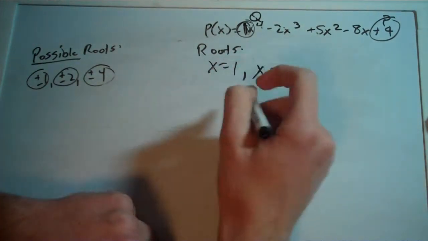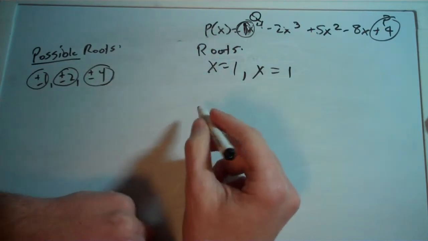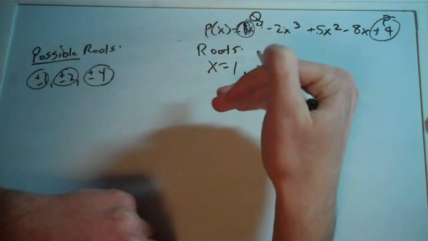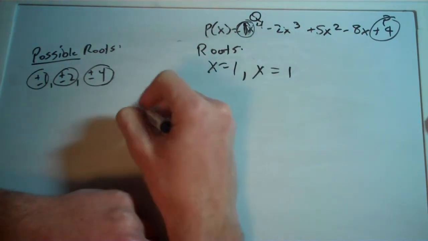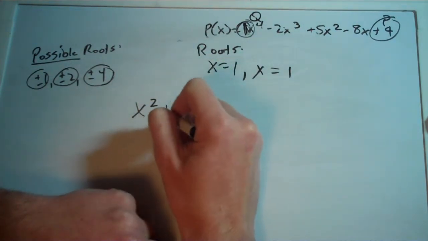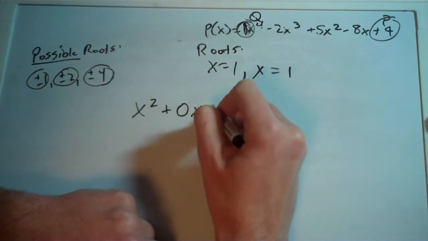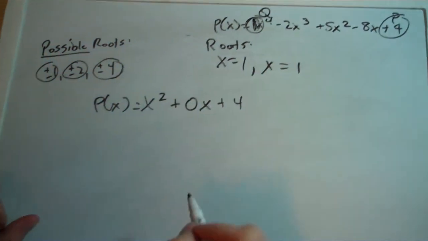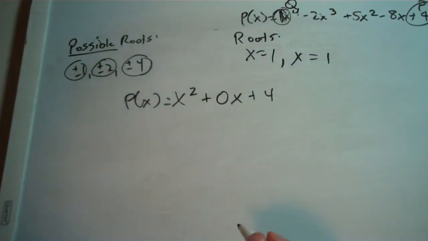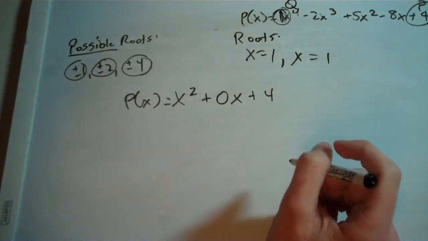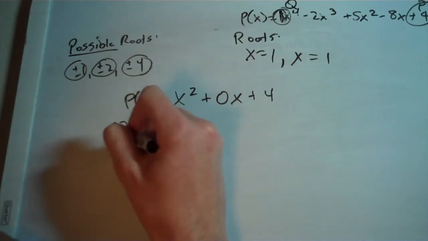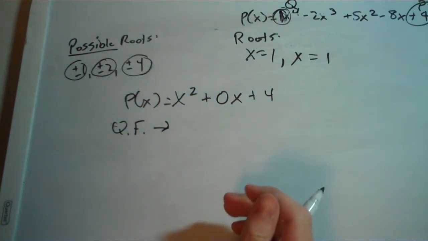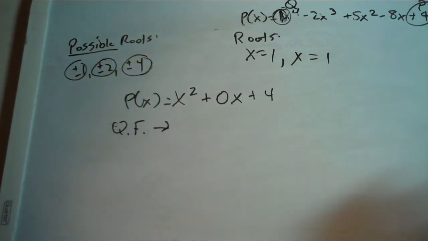So now we're going to go back to that quadratic that we just reduced. We reduced the reduced polynomial, we reduced again to make a quadratic, and that quadratic was x squared plus 0x plus 4. That's our new quadratic. Okay, so we're going to factor this. I guess you can factor this, but we can also use the quadratic formula. Using the quadratic formula will give us the other 2 roots.